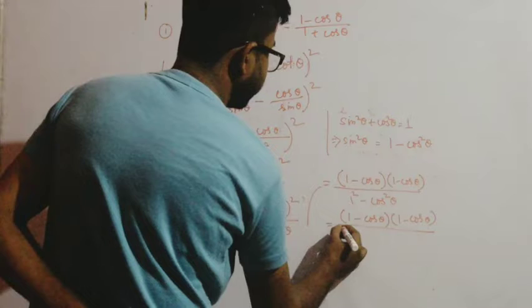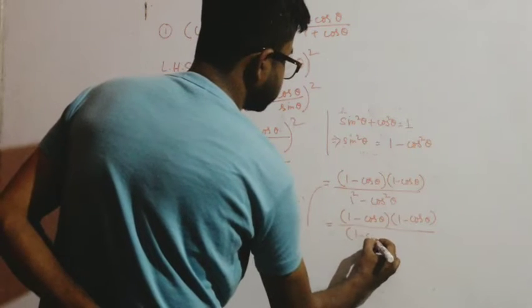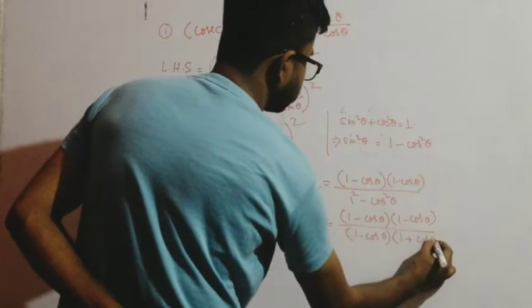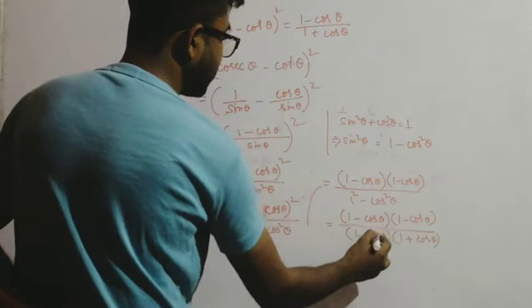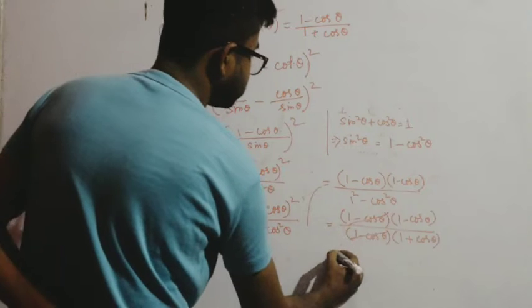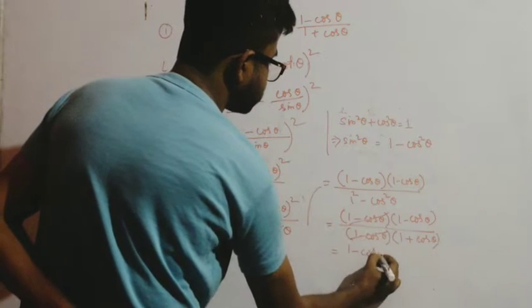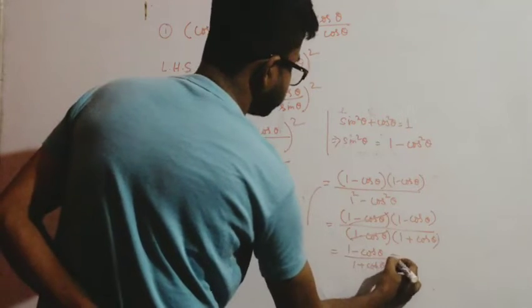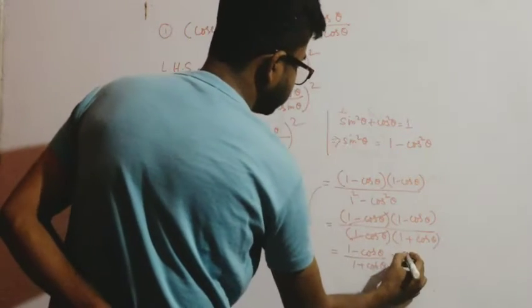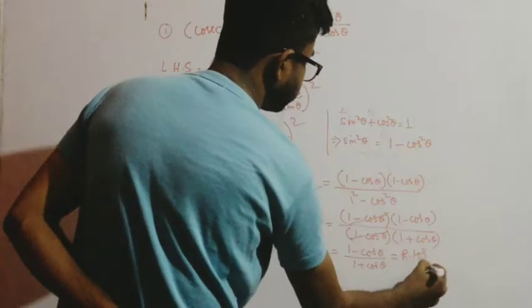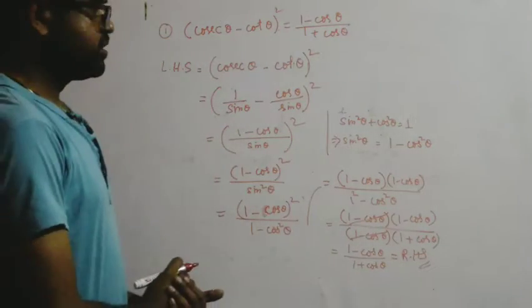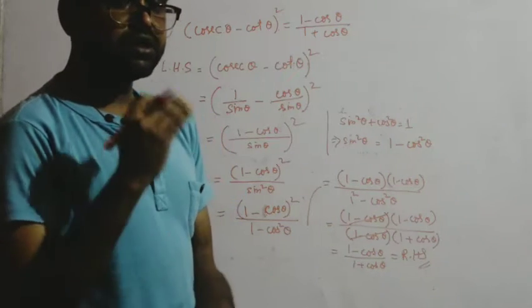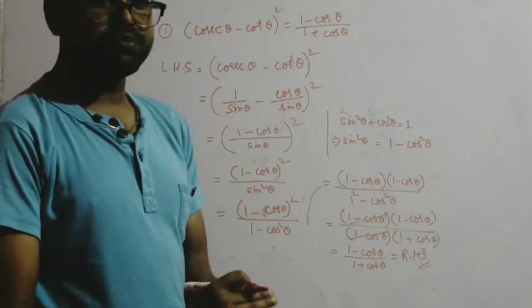So as you know, a square minus b square is a minus b into a plus b. So 1 minus cos theta can be cancelled out. That means you will get 1 minus cos theta by 1 plus cos theta, which is equal to your right hand side. So hence proved. So these are very easy. As I told you, no need to lose confidence on this. Try whichever way is possible.